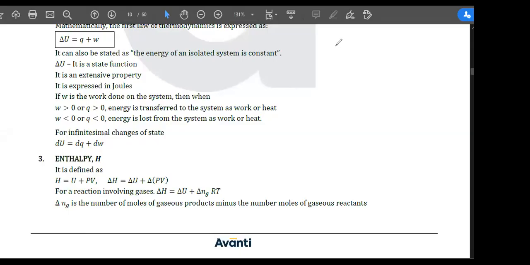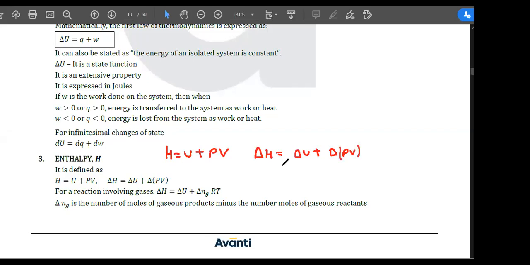So the basic formula of enthalpy is this: H is equal to U plus PV. Now, how is H different from Q? Just see. This is H, enthalpy, and the enthalpy of any object can never be calculated. It is just the change. So it is delta H is equal to delta U plus delta of PV. Yes or no? Tell me.